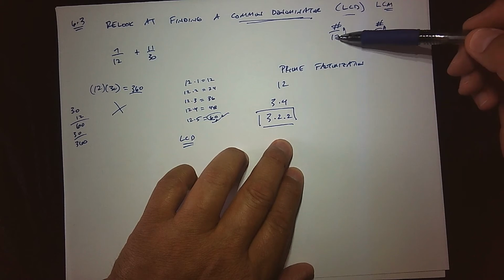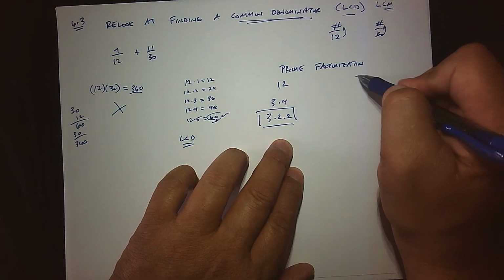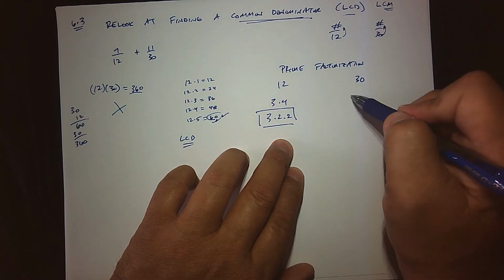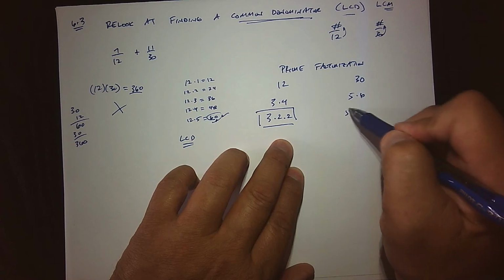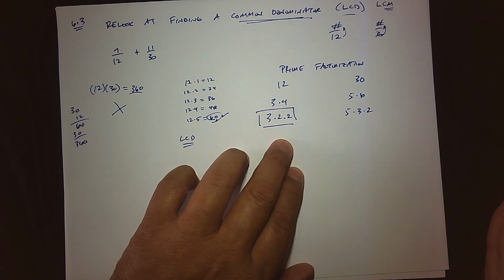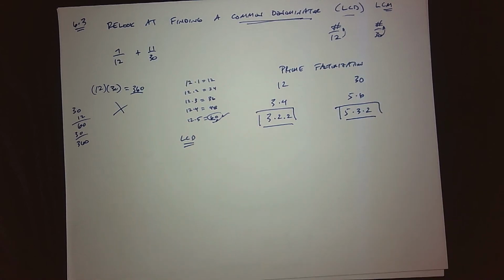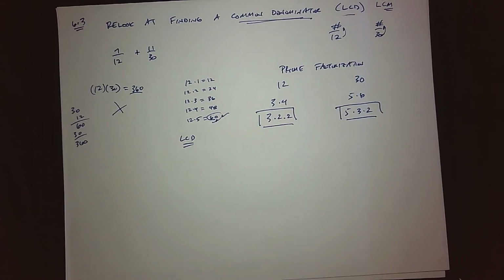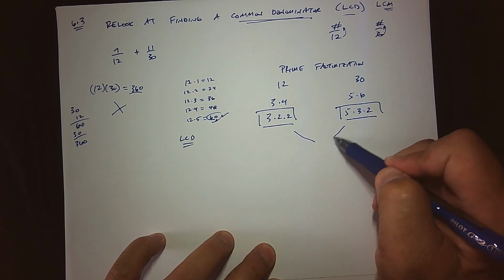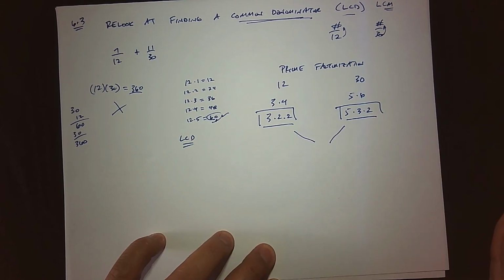Because 12 needs to go into that number. And then we do the same thing for 30. So 30 is 5 times 6, and then that breaks down into 5 times 3 times 2. So there's the prime factorization of 30. Okay? So what we're trying to do is find a number that bridges both of those two ideas together.